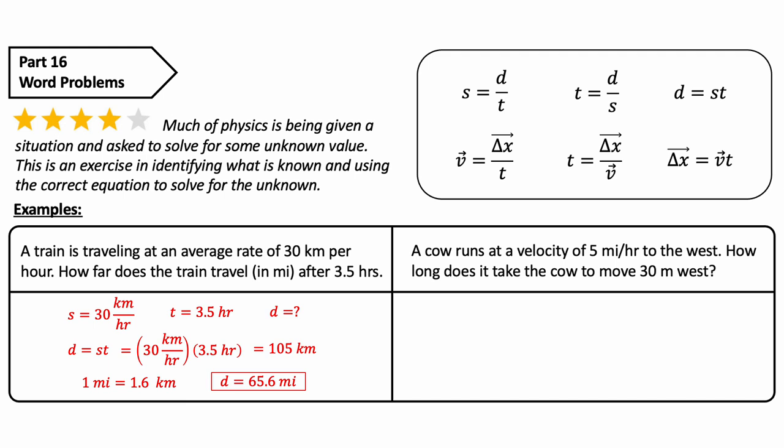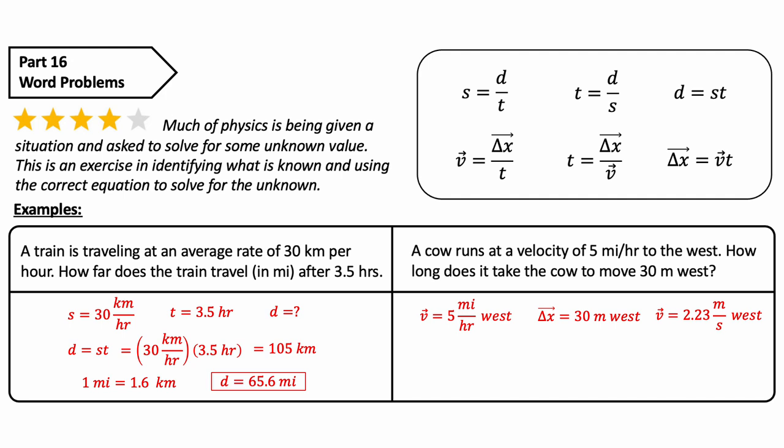All right, same thing in the next one. We're given some information. A cow runs at a velocity of 5 miles per hour to the west. How long does it take the cow to move 30 meters west? The first thing I'm going to do is identify that the velocity given to us is 5 miles per hour west. I know it's a velocity because it has direction. I'm wondering how long it takes to move 30 meters west.